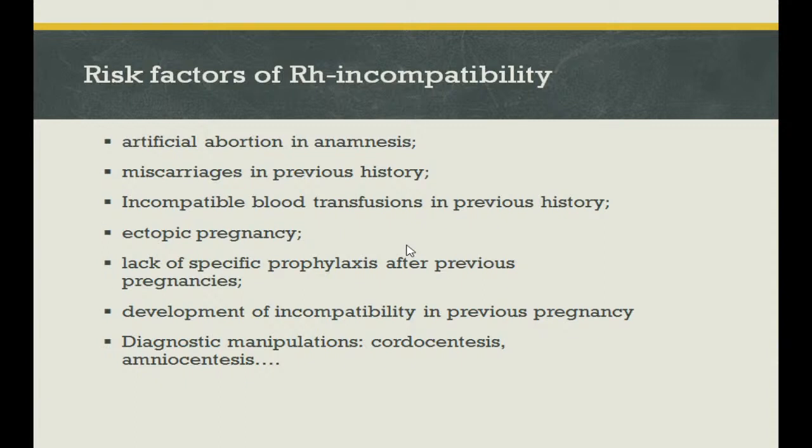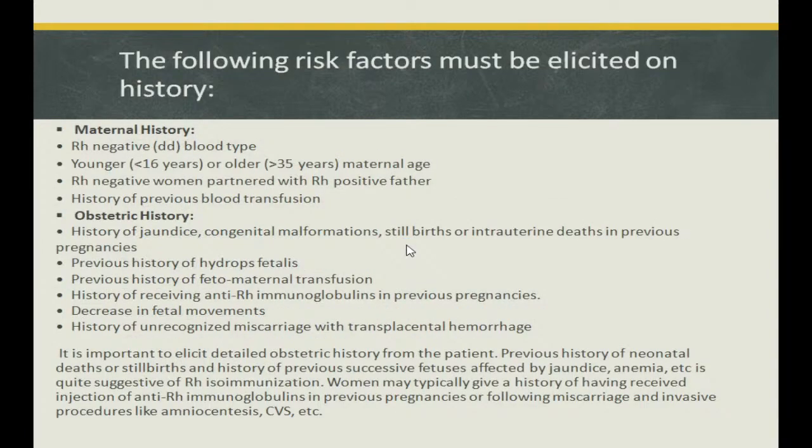Next is development of incompatibility in a previous pregnancy and diagnostic manipulations, chorion biopsy, amniocentesis, and so on. Mostly we already talked about it, and we will repeat it again during the first stages of our discussion today. So, what risk factors must be elicited on history?